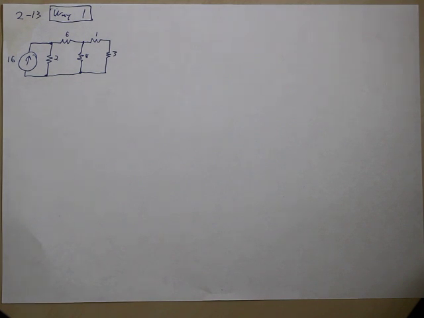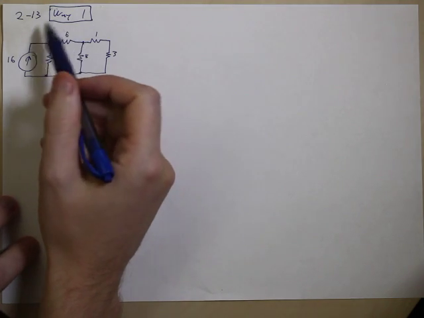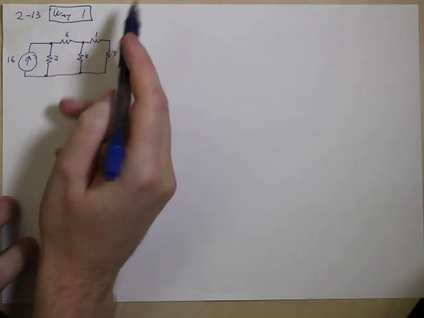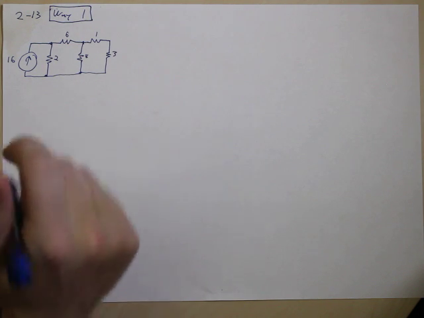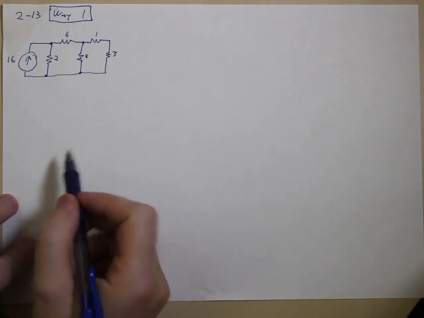And here we've got example problem 2-13. I called this way 1 because I'm going to solve it the way I solved it. And then we're going to look at the way the book solved it. And then hopefully you can find a method that fits you. And also you can learn from the other method in case you ever have to use it.